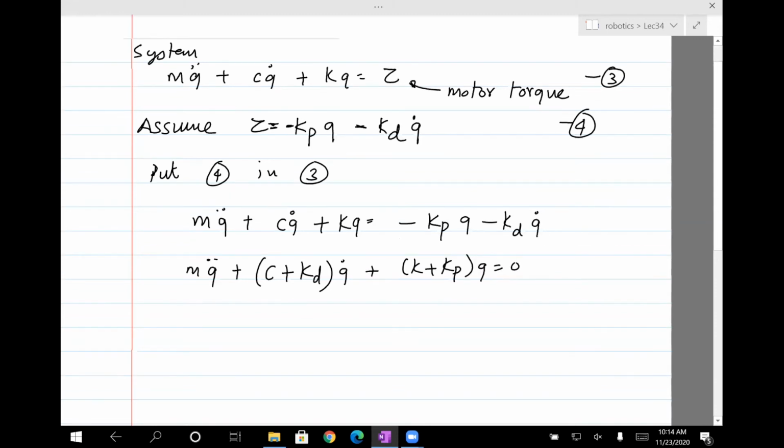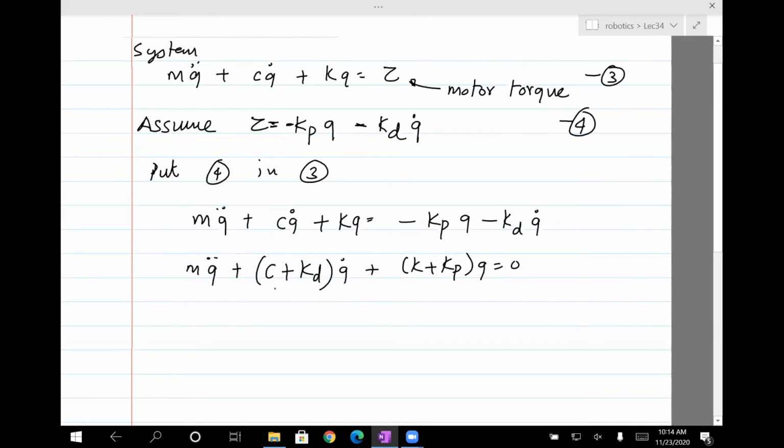Okay, now what we realize is that the middle term has two parts: c, which depends on the system dynamics, but there's Kd, which we can choose to be whatever we want. Similarly, the term involving q, there is a k which is system dependent, but there's a Kp which we can tune.